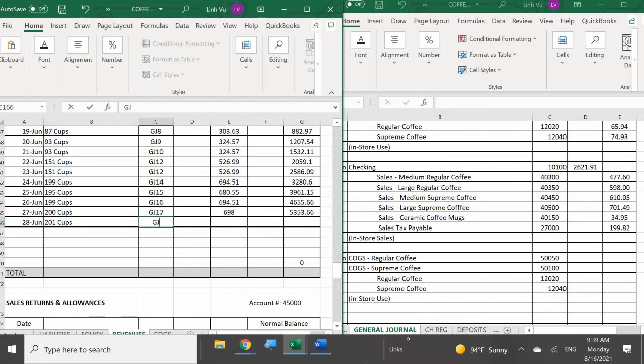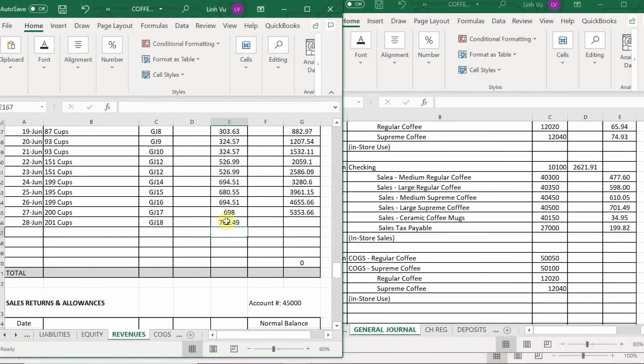Journal 18. It gave us a total of 701.49, which gives us a total of 53.66 plus 701.49. 60, 55, 15. 60. Yeah. Good. Yep.